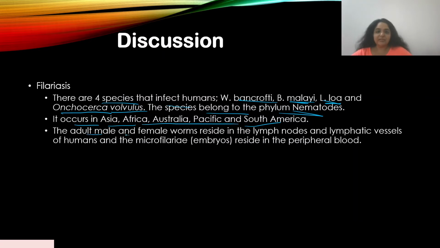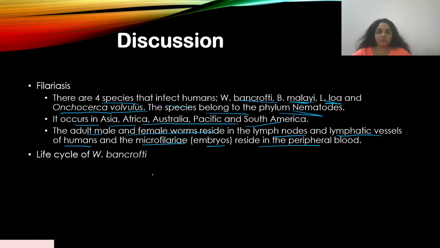Now, the adult male and female worms reside in the lymph nodes and the lymphatic vessels of humans, and the microfilariae, that's the embryos, reside in the peripheral blood. So filariasis basically just attacks the lymphatic system. Okay, remember it that way. There is no doubt about that. It attacks the lymph nodes, it resides there, and the lymphatic vessels of humans.